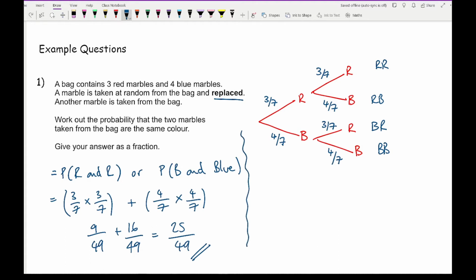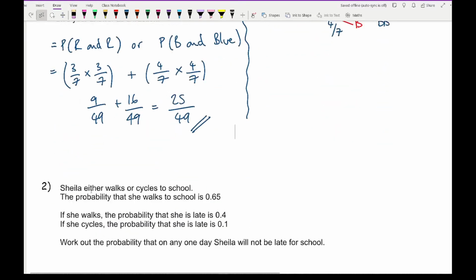Sometimes a tree diagram helps you have more of an understanding, allows you to get the right fractions, the right probabilities, grouping them together, and then just make sense of the question. But again, what you don't want to do is spend too much time doing work that's unnecessary.